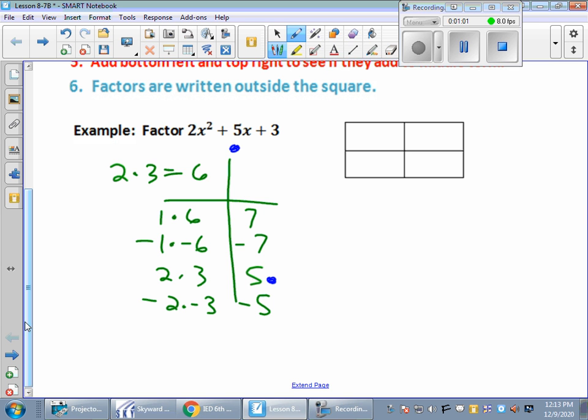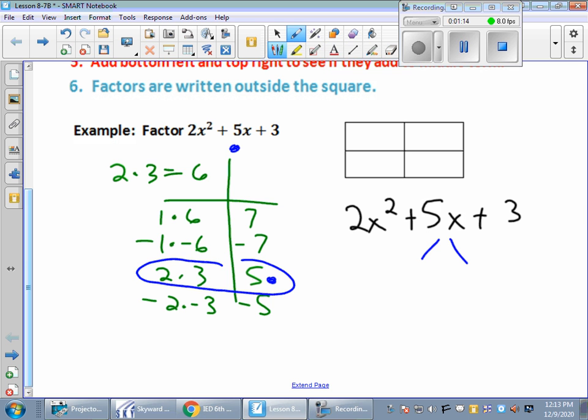So you take your 2x squared plus, I'll just rewrite the 5x plus 3. And now we will break that down into these two factors that we just found. So 2x squared, instead of 5x, we now have plus 2x, which we just got from the factors, plus 3x, because 2x plus 3x equals 5x. And then we bring the 3 down here.